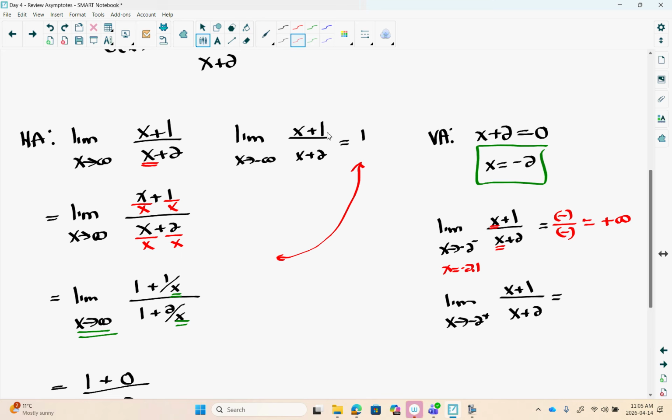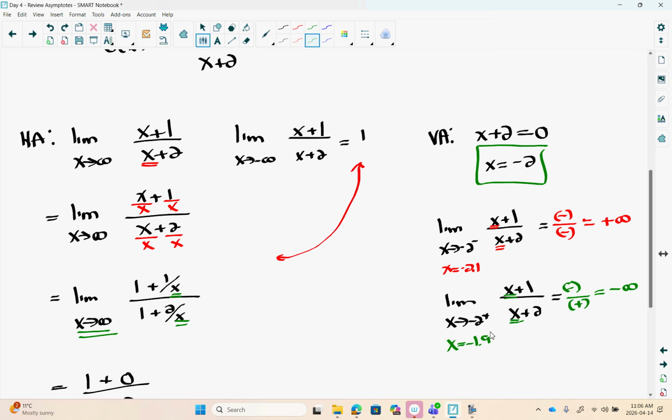Yes? What am I going to do on the right? What's a number that is just on the right of negative 2? Negative 1.9. Wicked. Plug that in here. Negative 1.9 plus 1, negative 0.9. What's negative 1.9 plus 2? Positive 0.1. And a negative divided by a positive is a negative. And what do I write after the negative?